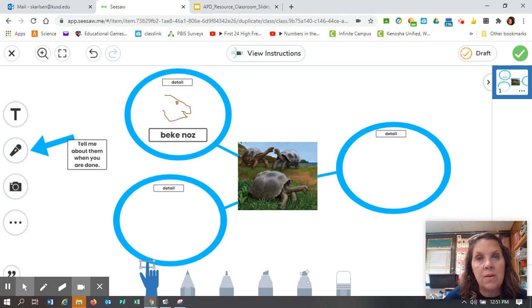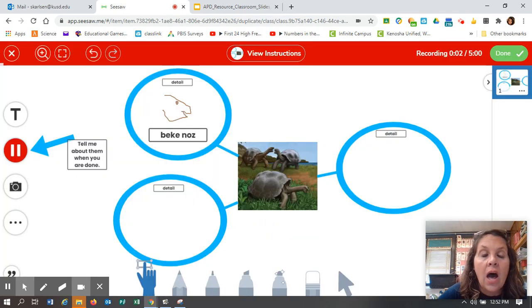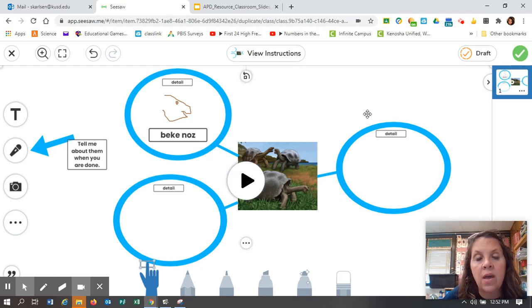So you're going to do all three, and then after you drew all three, if you want to write the names of them or type them in, that's up to you. If you want to label your pictures, that's fine. You don't have to. You could just draw the pictures because I really want you to use your microphone to tell me about them. So I would say, start recording. The tortoise has a beaky nose that it uses to eat leaves. It can rip up the leaves. And then you would click done after you tell about each one. I do want you to tell me what they use the body part for, not just that it has a beaky nose, but that it uses it to eat leaves or tear up leaves.